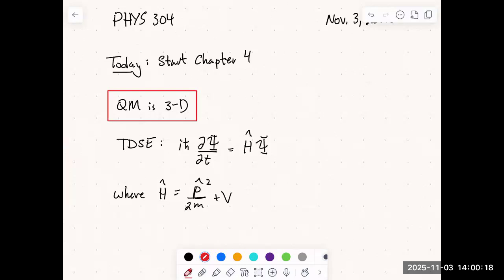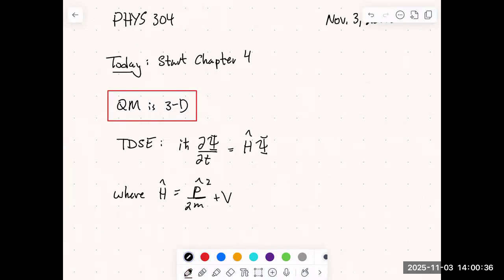What we're going to do today is start chapter 4. It's our last chapter that we're going to cover. The first topic is trying to generalize what we've done so far.